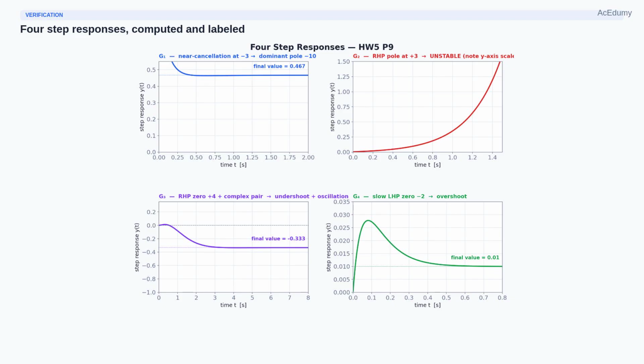G4, bottom right. Smooth rise, peak above the final value, then decay back. That is the overshoot caused by the slow 0 at minus 2. Final value G4 of 0 equals 2 divided by 200, equal to 0.01. 4 transfer functions, 4 signatures, 4 step responses.